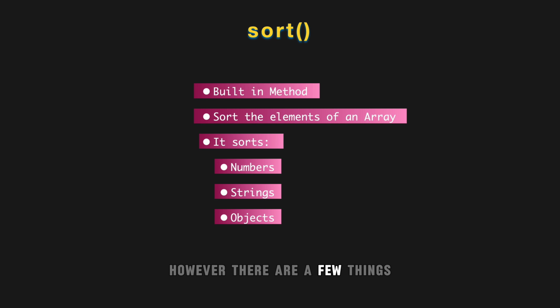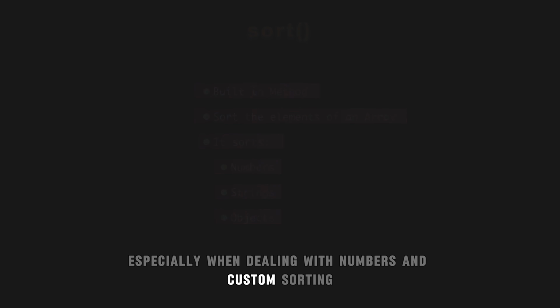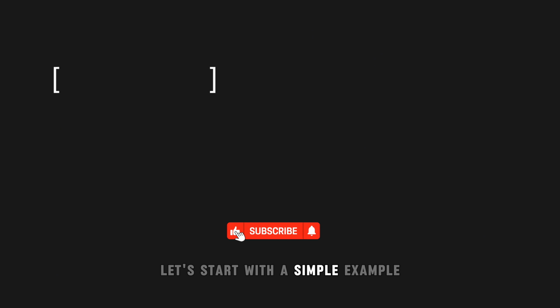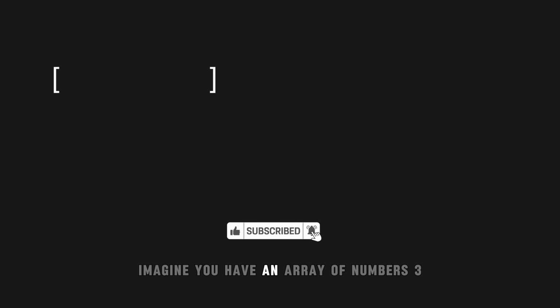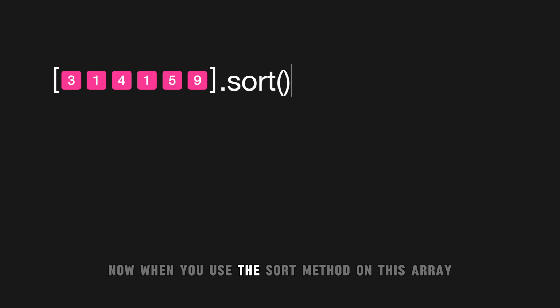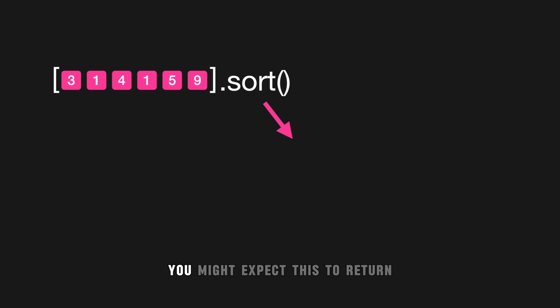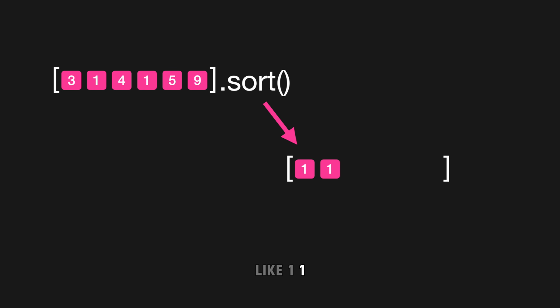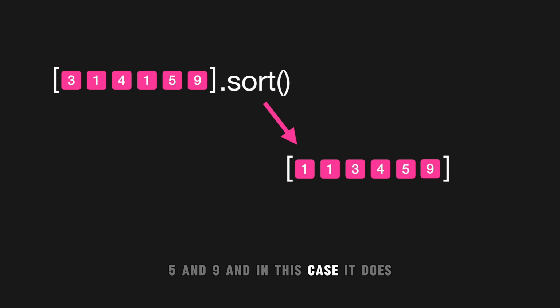However, there are a few things you need to understand about how it works, especially when dealing with numbers and custom sorting. Let's start with a simple example. Imagine you have an array of numbers, 3, 1, 4, 1, 5, and 9. Now, when you use the sort method on this array, you might expect this to return the numbers in ascending order like 1, 1, 3, 4, 5, and 9. And in this case, it does.